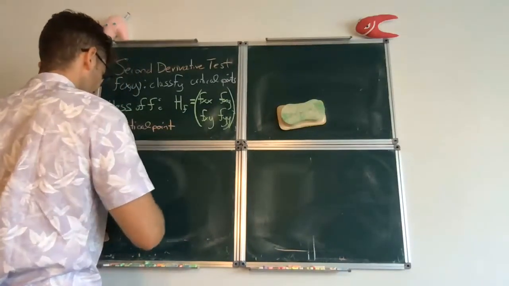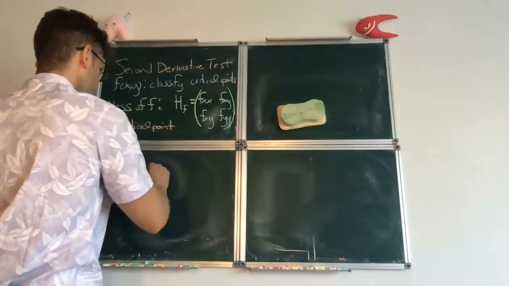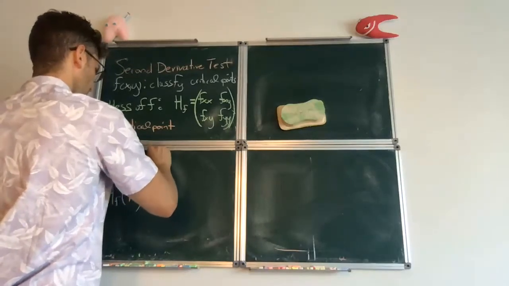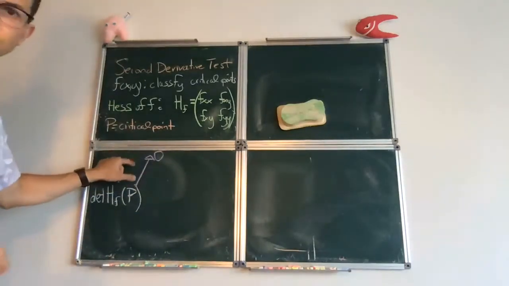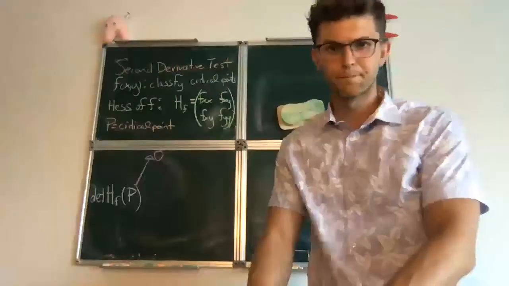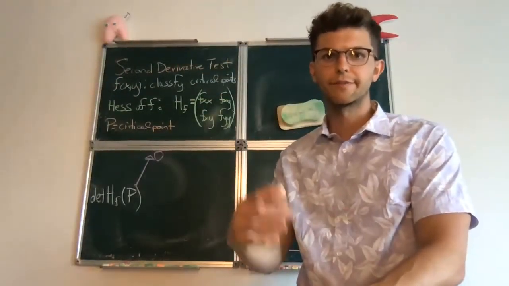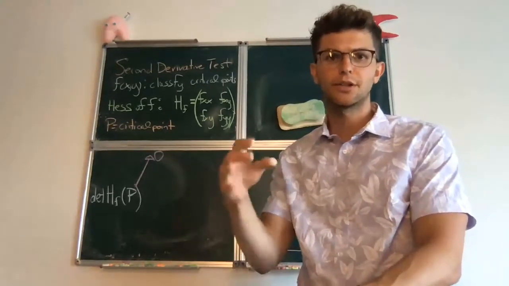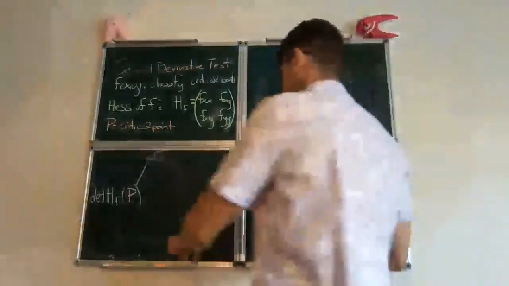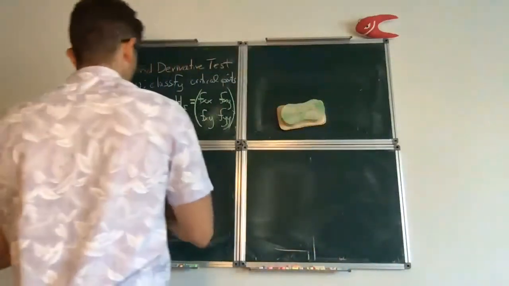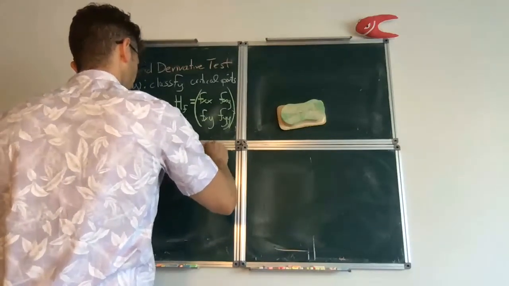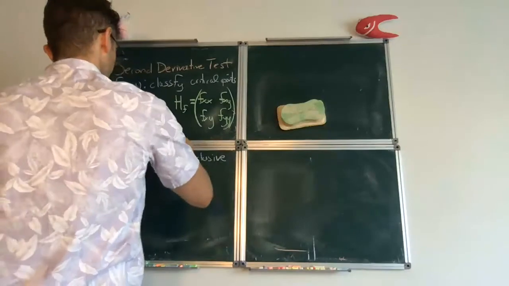Let me just start with the easier cases. If you get 0 from this determinant, then this is the analog of when you apply the second derivative test for a function of one variable and the second derivative vanishes. Basically, you cannot say anything interesting, so the test is inconclusive here, meaning we won't try to classify this critical point.